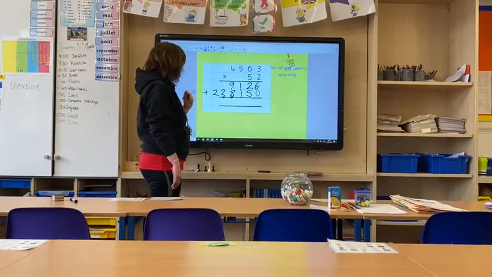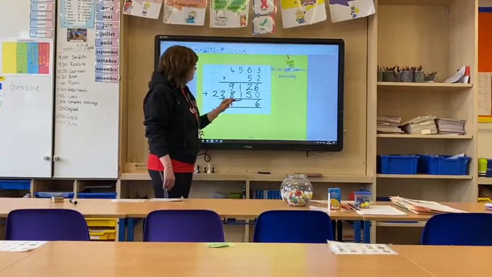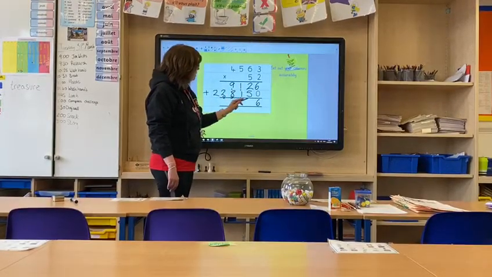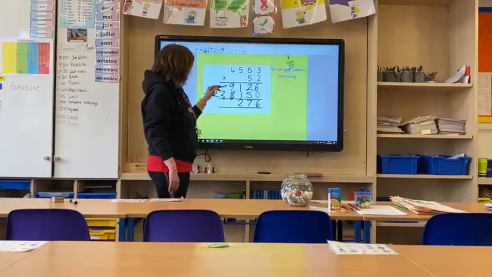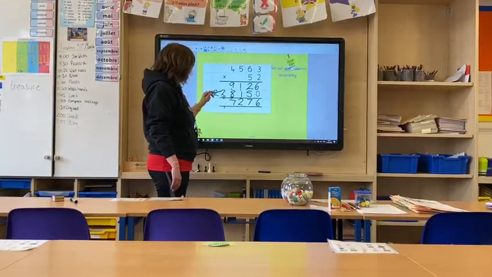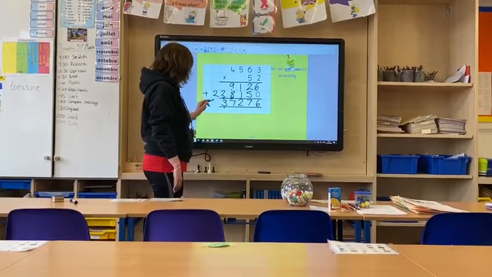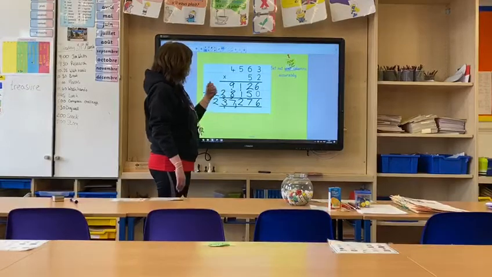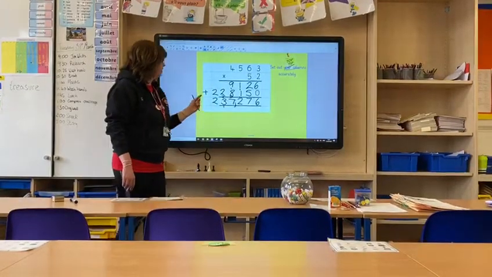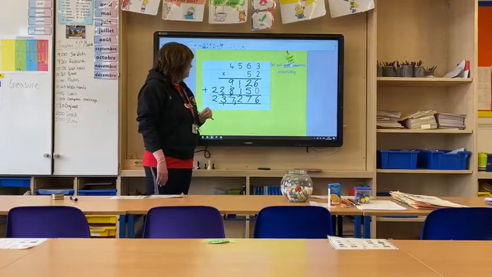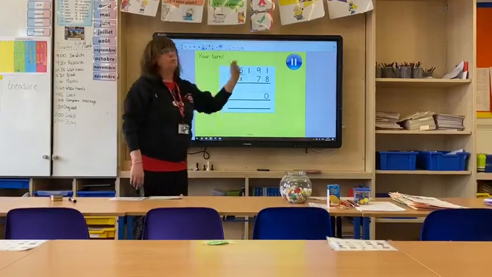My last step is to add these together. 6 plus 0 is 6. 2 plus 5 is 7. 1 plus 1 is 2. 9 and 8 is 17. 2 and the 1 on the doorstep make 3. 2 and 0 is 2. So 4,563 multiplied by 52 is 237,276.